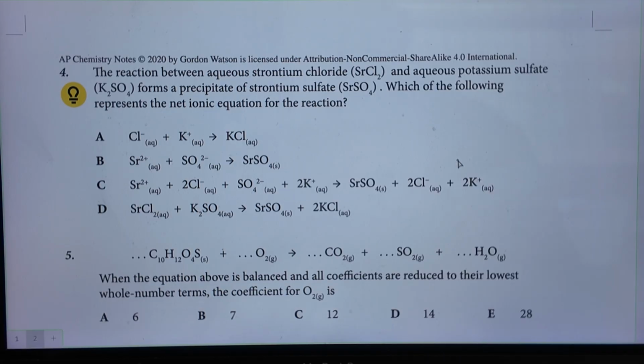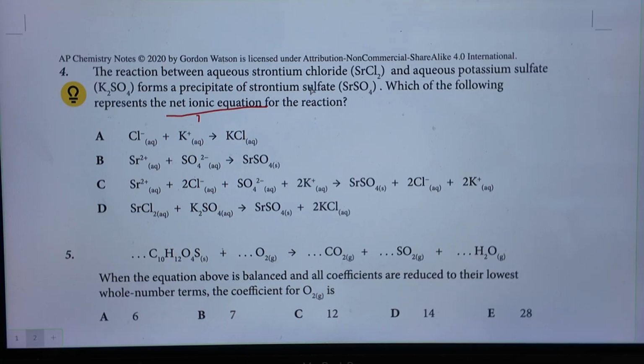Okay, net ionic again, I believe, right? Yes, net ionic equation. So the reaction between aqueous strontium chloride and aqueous potassium sulfate forms a precipitate of strontium fluoride. Which of the following represents the net ionic equation for the reaction?